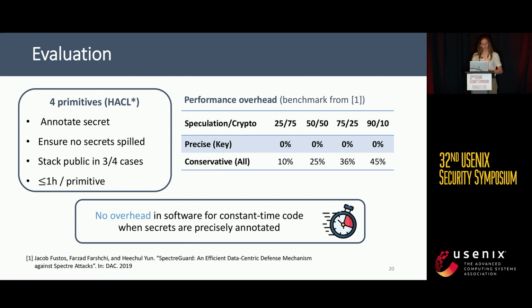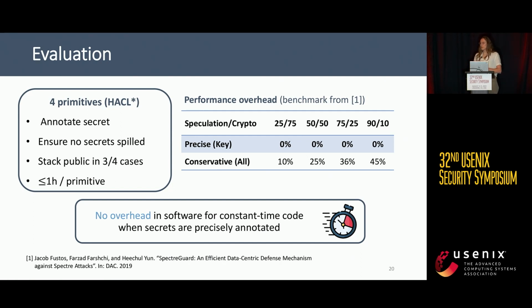So for the annotation burden, we took 4 primitives from ACOSTAR. We annotate all the secrets. We make sure that no secrets are declassified unintentionally by being written to the public stack. And just manually, we were able to do that in 3 out of 4 cases. And I think this can be very easily automated by a compiler. And it was not that hard. It took less than an hour per primitive. For the performance, we see that there is no overhead for constant time code when the secrets are precisely annotated.